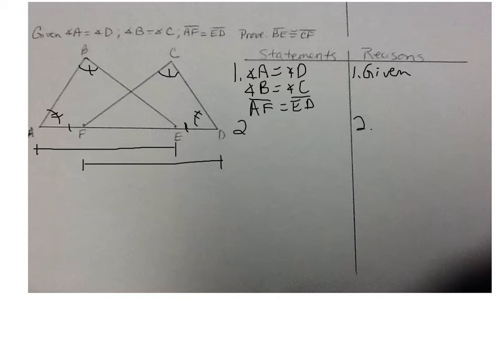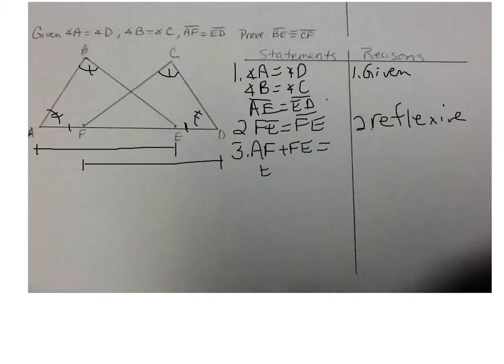So here we go. FE is equal to FE, and that's reflexive. We're going to use that because we want to add FE to both sides of that equation that's given. Then I'm going to take this equation here that's given, AF is equal to ED, and I'm going to add FE to both sides of that. So I have AF plus FE is equal to ED plus FE. And so I've added an equal value to both sides of that equation, and so that is the addition property of equality.